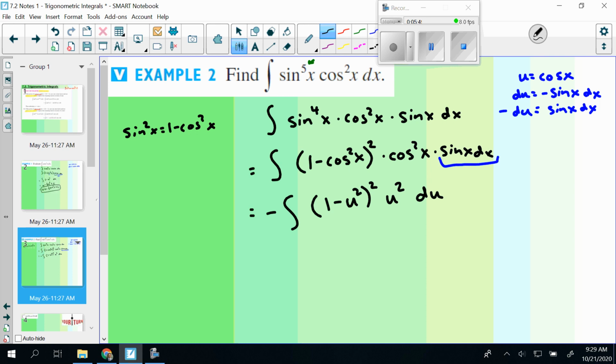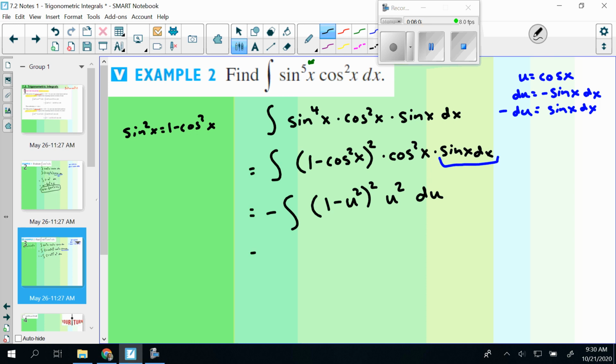Now this one is not so quick to evaluate like our one before. This one is going to be solvable, but we're going to have to do a little bit of algebra first to get this into a form that's easier to find the antiderivative.